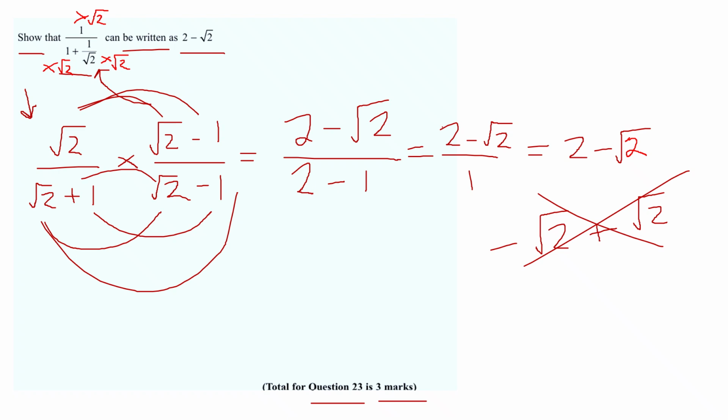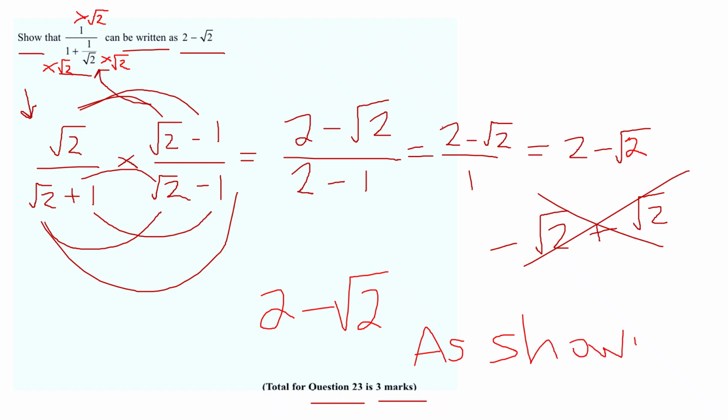On the bottom, you have the difference of 2 squares, so dots. Okay, so you get just 1 on the bottom, and on the top, you get 2 minus root 2. And of course, anything over 1 is just itself. So the answer we get is 2 minus root 2. Okay, and then obviously write here as required or as shown or as requested, you could say. Okay, and that is obviously working with surds, simplifying surds, and rationalizing the denominator.